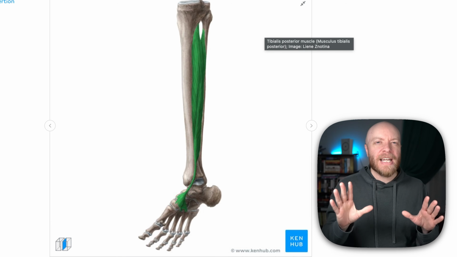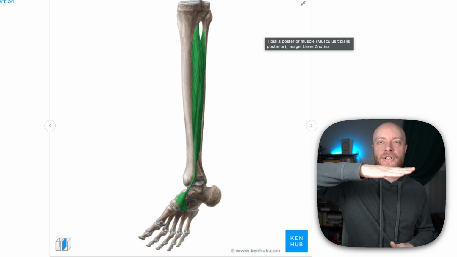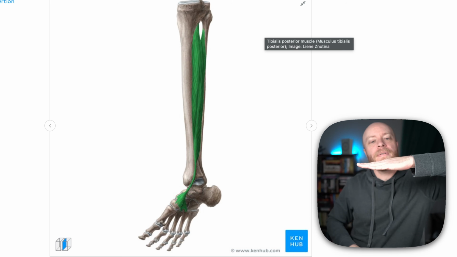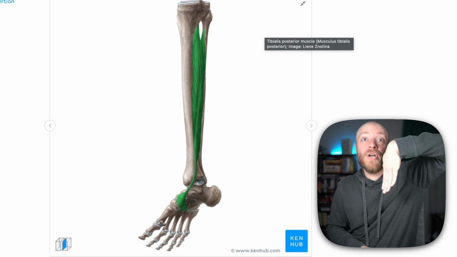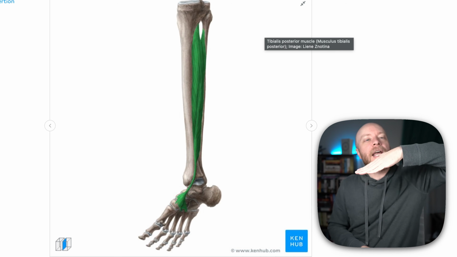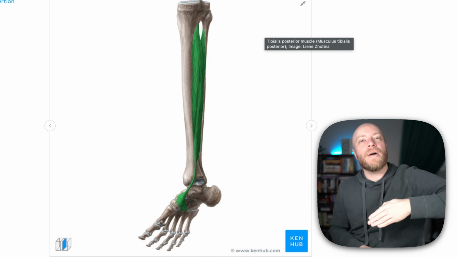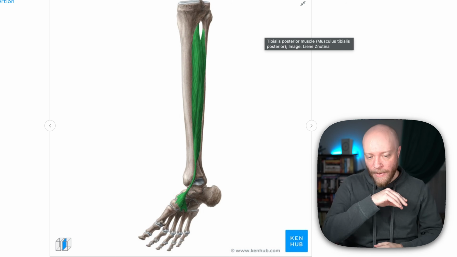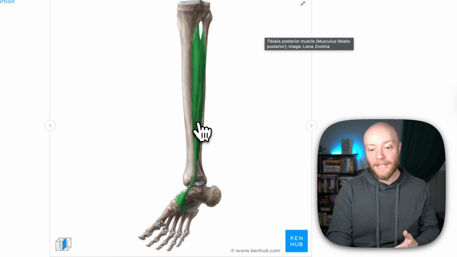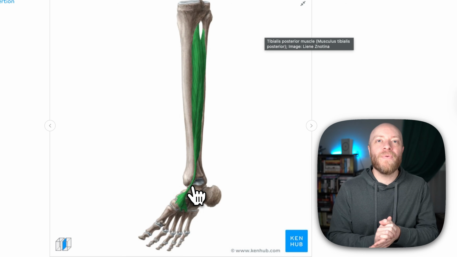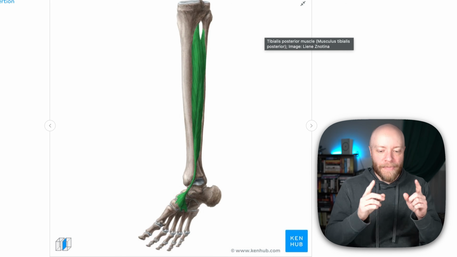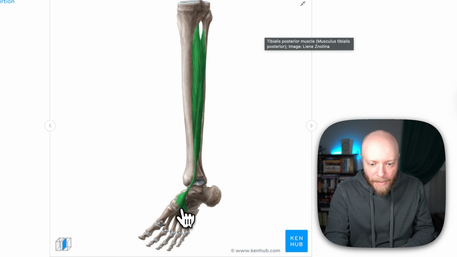Again, we actually have an animation of this coming up shortly, but I want you to picture that this is a foot, right? If you are going to stand on the tips of your toes, that would be plantar flexion. And if your toes are coming up towards your nose, that would be dorsiflexion. And so what we can see here is it's clearly traveling posterior to that malleolus, so therefore it is going to perform plantar flexion.